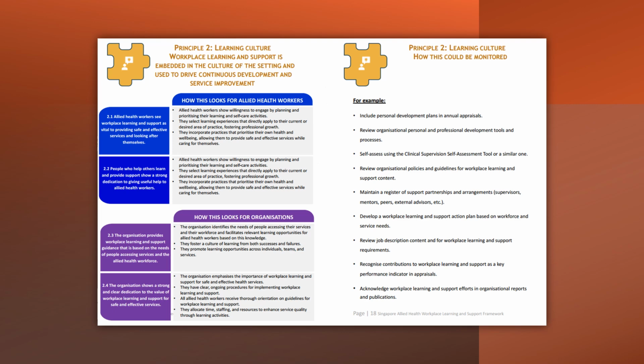I just wanted to share that each of the principles follows exactly the same format. This is Principle 2, the learning culture. It has an explanation of what that is. You then have the blue section, which is how this looks for allied health workers, with 2.1 directed to the allied health worker themselves. 2.2 is really directed towards people who are in a support role or providing some of that supervision or mentoring support. The purple section is around how this looks for organisations, and then you also have how this could be monitored and some examples. You might see that there are some overlaps in how this could be monitored between principles as well. So you might be able to monitor more than one thing by doing a certain monitoring activity.